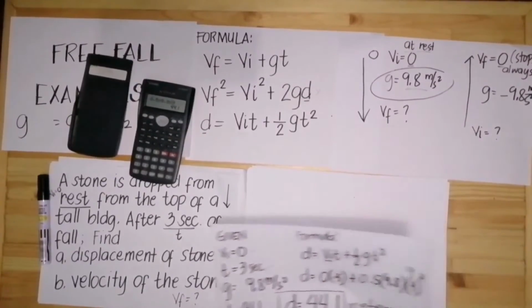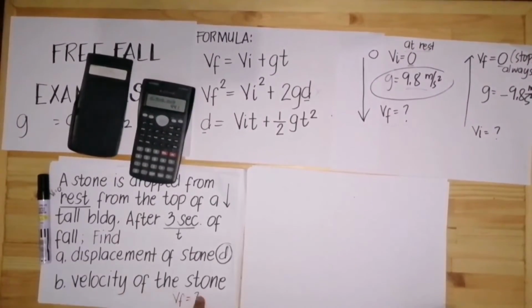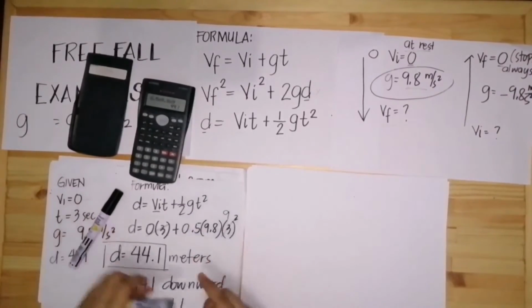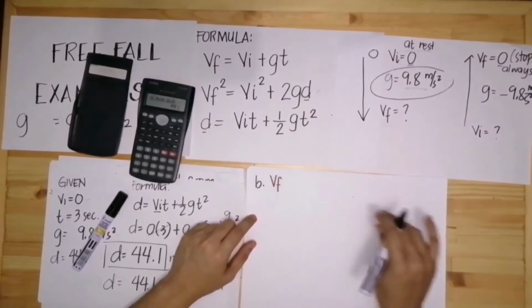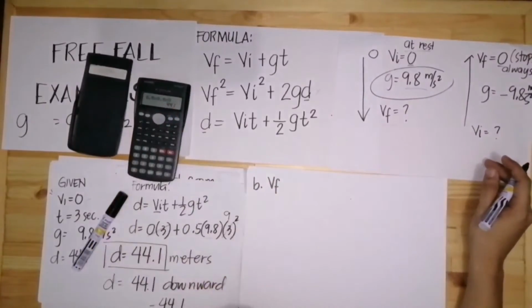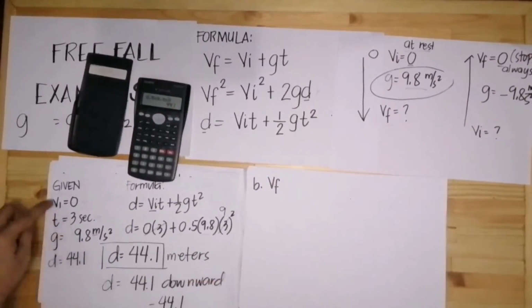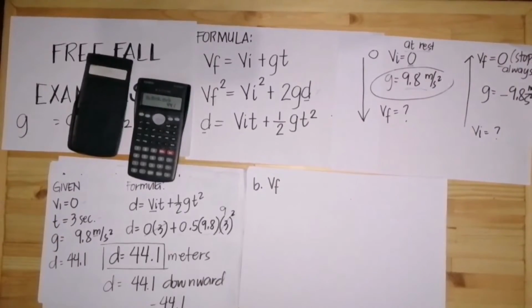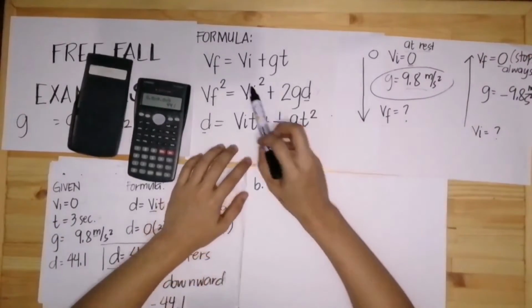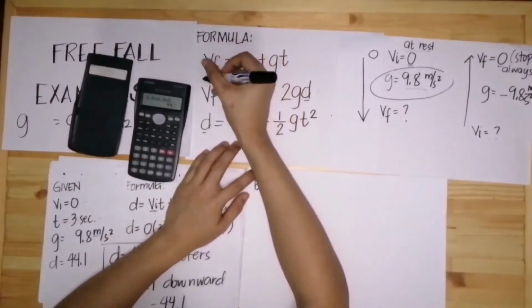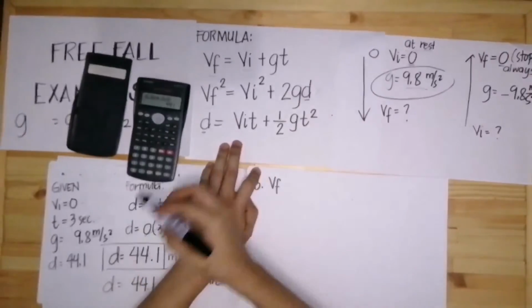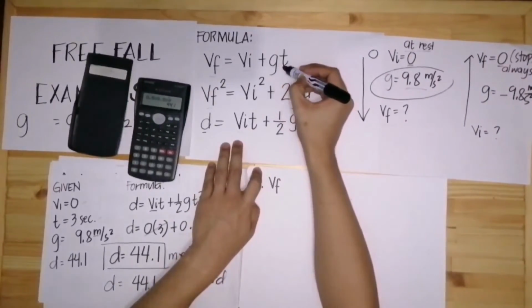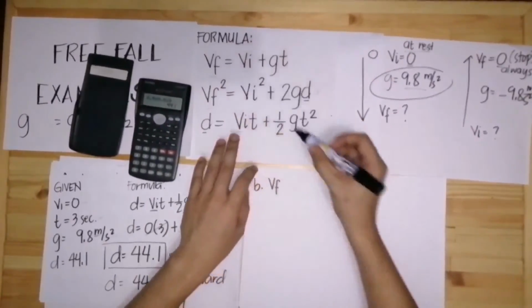Next, let's have the velocity of the stone or the VF. Letter B. Let's look for the final velocity. What formula can we use? Ito pa rin yung mga given natin na pwedeng gamitin. But the formula would be different. VF ang kailangan natin. Ito yon. May mga VF. 1, 2, pwede yan. So, since may VI naman tayo, so pwede to. May gravitational acceleration. We also have the time. We can use the first formula.